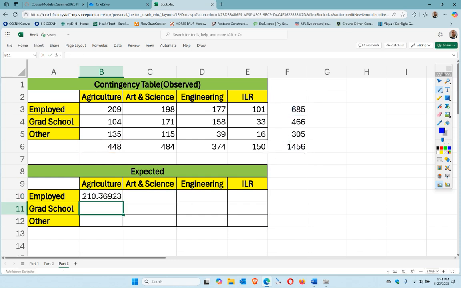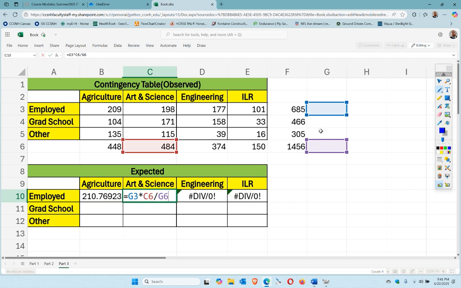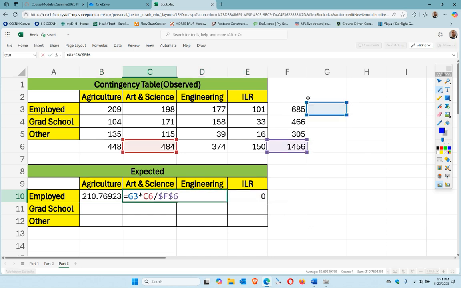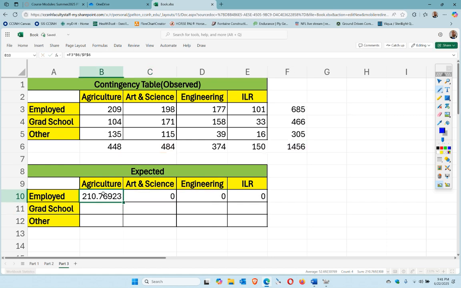Okay, and you can probably just drag it across, but you'll get the wrong answers, right? Because if you notice, it's going to change them. See how it changed? So what I'm going to do is make the F6 not change with a dollar sign, right? So when I drag it across, at least that doesn't change. But if you look, this changed. I don't want that to change. I want the F3 not to change also, so F3 also doesn't change.